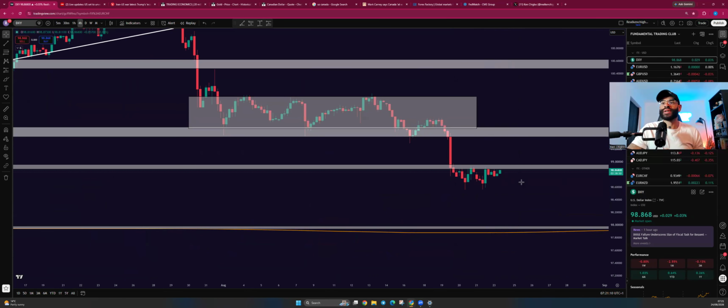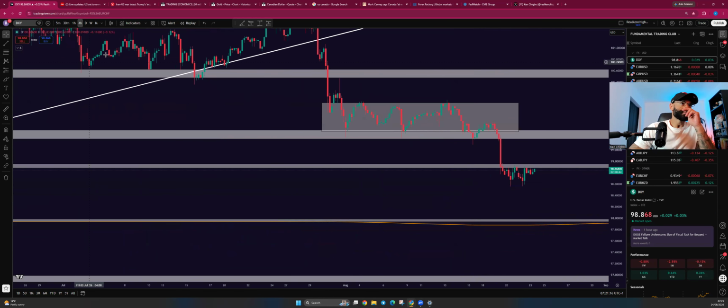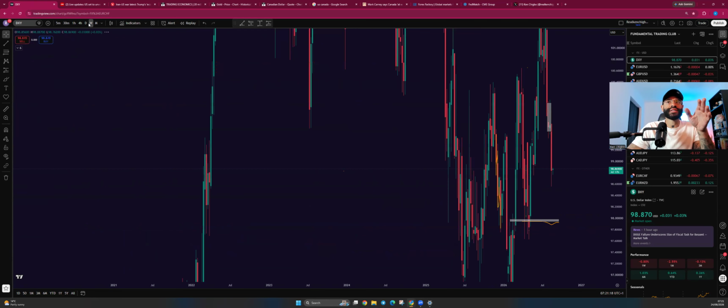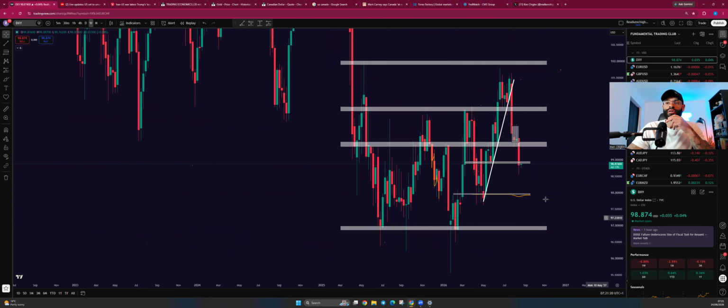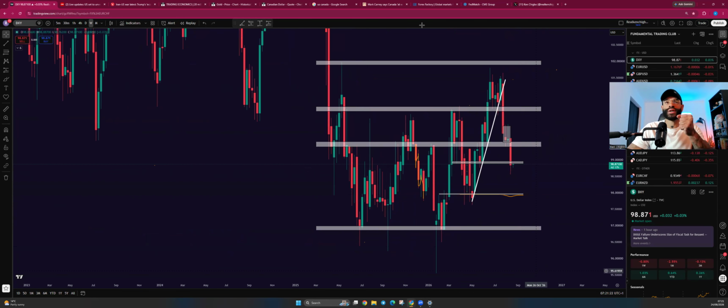As you can see at 99s, we're capped to the downside, say around 98.50. So we're in that tight range again. And obviously this is vulnerable, subject to further vulnerabilities to the downside. Next major area of liquidity at 98.